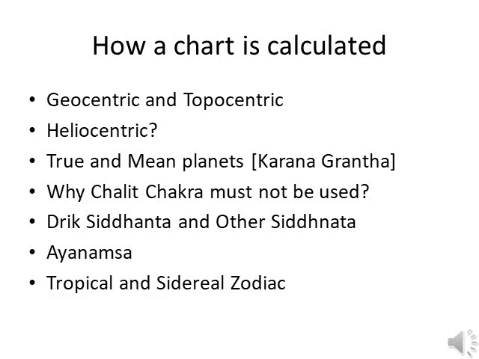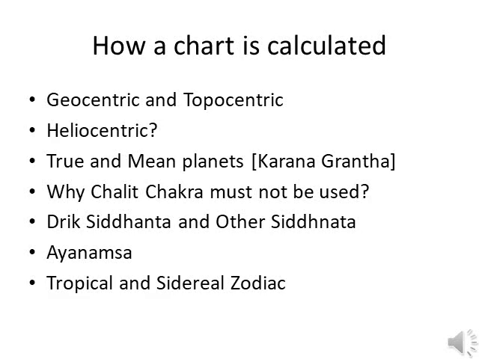So in this slide, we are going to learn about some basic terminology that is used in Vedic astrological calculations. Okay, the first is the geocentric and topocentric. Geocentric means from the center of the earth, and topocentric means from the place where the native is born. These two things are very deeply rooted in Vedic Jyotish.